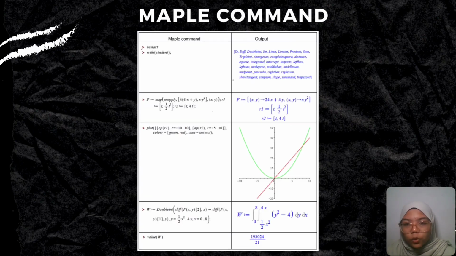Maple command for question 2. First, we need to restart, then with(student). After that, we need to put the function, so f equals map unapply, and put the function from the equation, which is [4 (6x plus y), xy squared]. r1 equals [t, 1 over 2 t squared] and r2 equals [t, 4t].